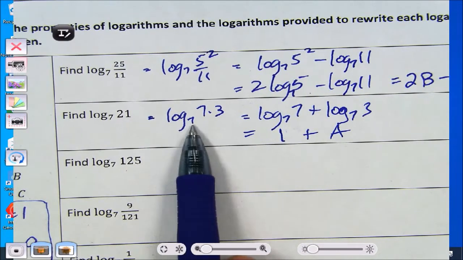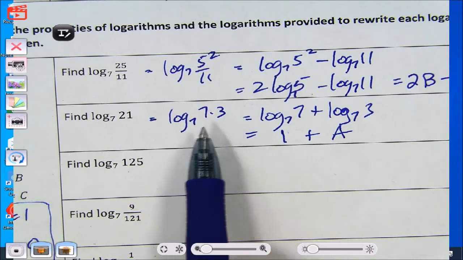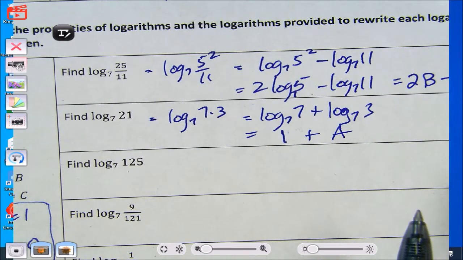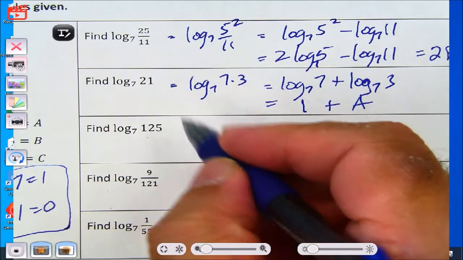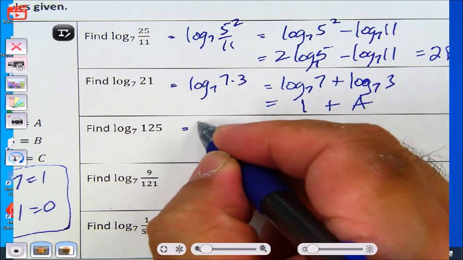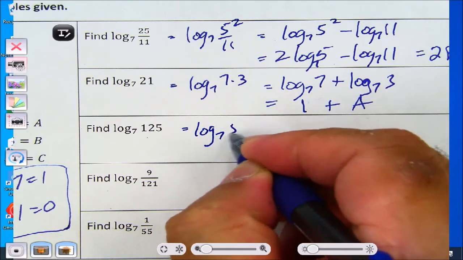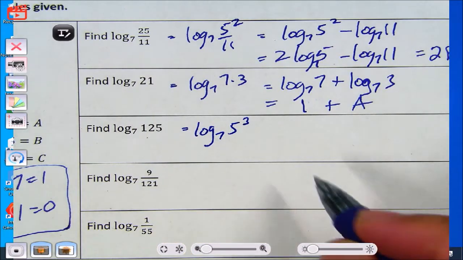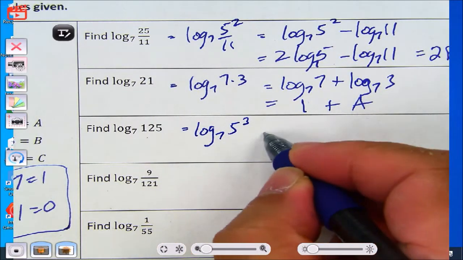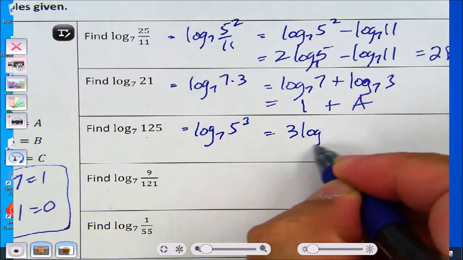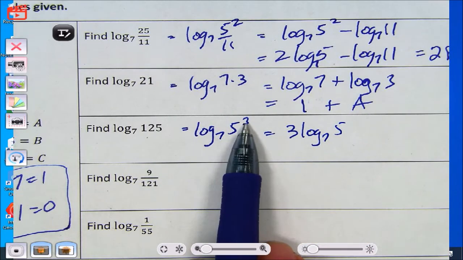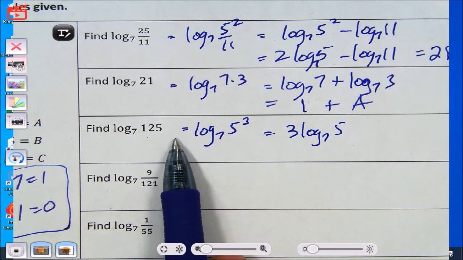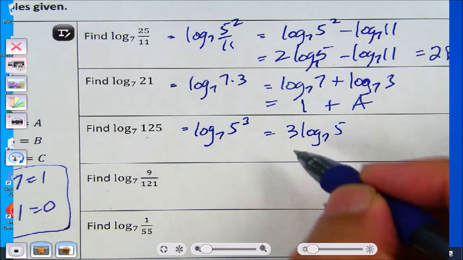If you have log base 7 of 3 times 7, that's okay. And they can only be like 5. 5 cubes. Someone just said 125 is 5 to the 3rd. Right? Since you have an exponent, you just bring it forward: log base 7 of 5. All I did was bring the 3 forward. And log base 7 of 5 is B. So that is 3B.